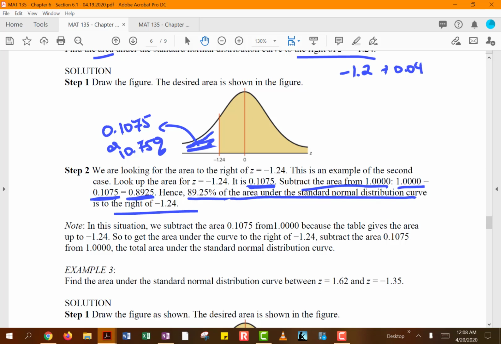Okay, so anytime you are looking at the area which is going to be to the right of your z-score, remember you need to subtract it from 1. So in this situation, we subtract the area of 0.1075 from 1, since the table would only give you the area up to negative 1.24, which means it's just showing you the area to the left. Okay, so to get the area on the other side, of course, you would need to subtract it from 1.